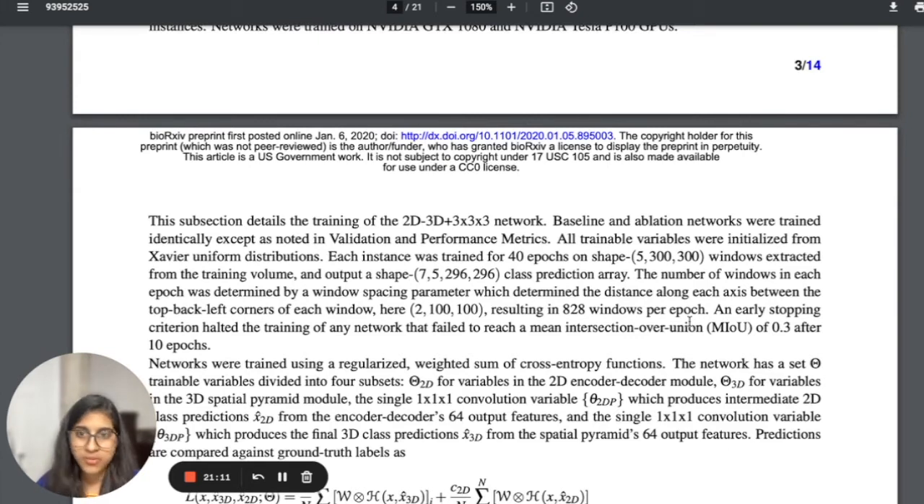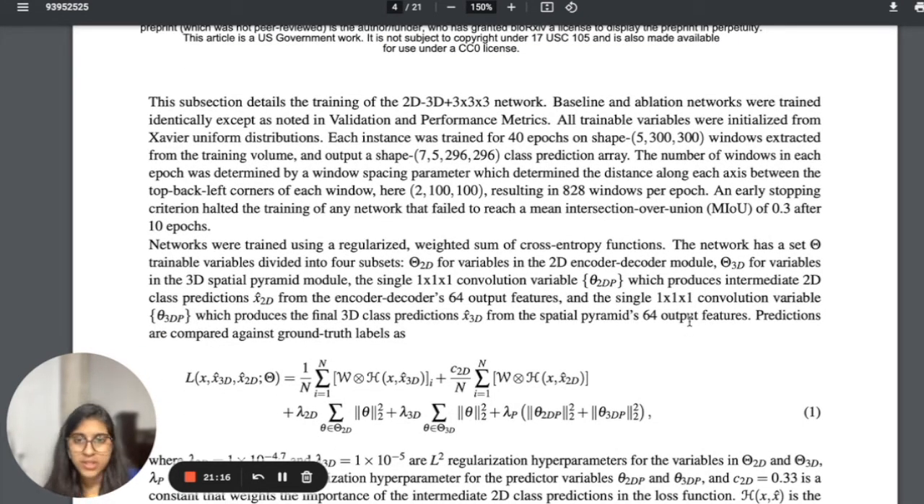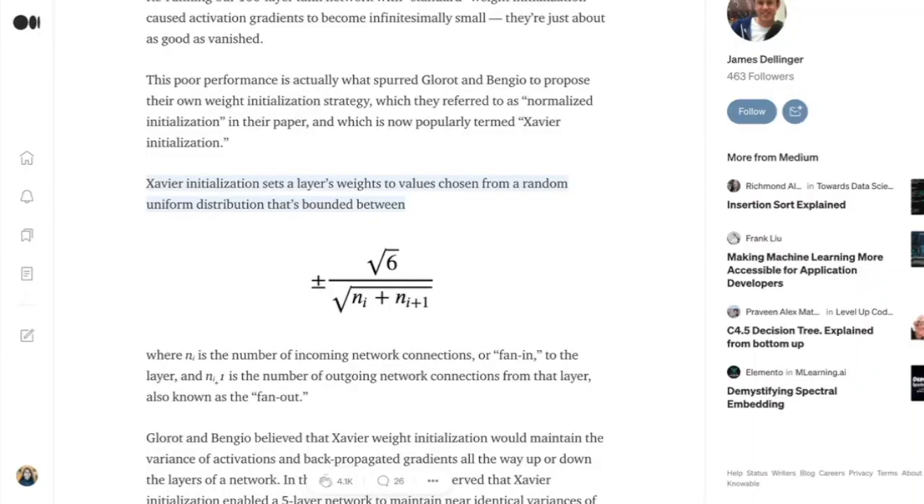So after this, what it does talk about then is the formulas. So now we're here at the math. Perfect. So first of all, it does say that all the training variables were initialized from the Xavier uniform distributions. And so I probably have that right here. Right. So the Xavier initialization, what it's doing is it's setting layers' weights to values chosen from a random uniform distribution between the bounds of the plus and the minus of this.